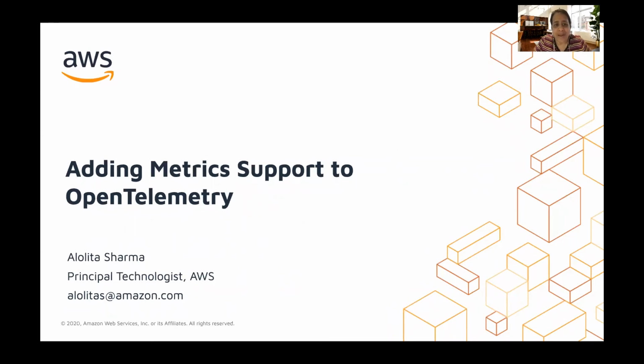I'll be talking about adding metric support to OpenTelemetry today. I'm Alolita Sharma, Principal Technologist at AWS, and really happy to be speaking to you about what we are doing in OpenTelemetry to add metric support for observability.